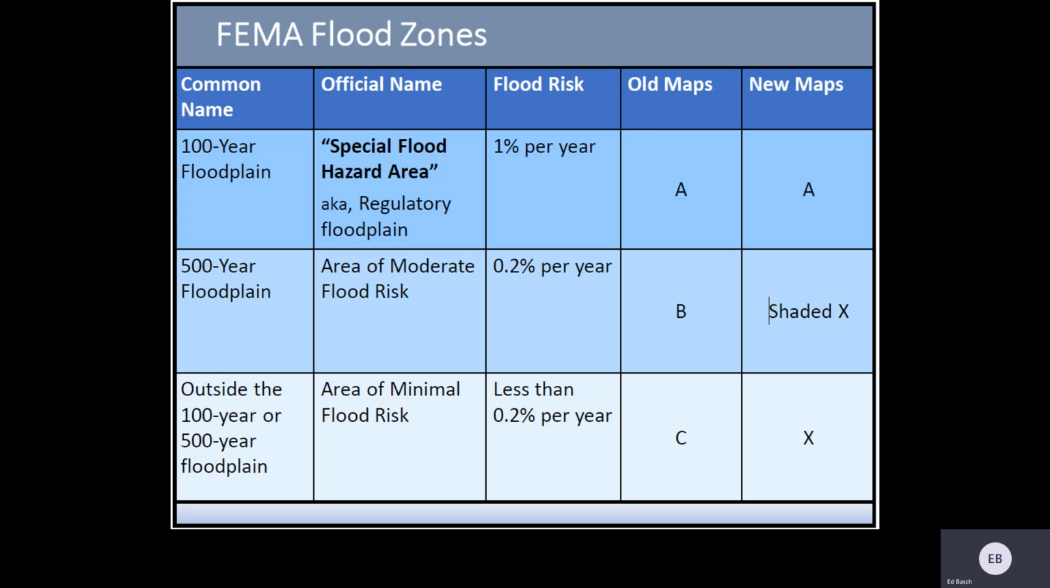Again, spelled out a little bit in terms of the risk: 1% per year, 0.2% per year, and outside of any of these is considered minimal flood risk, less than 0.2% per year. Doesn't mean it can't ever happen, and I think it may have here in recent years where it actually was beyond the 500-year floodplain a little bit in some instances, but should be a very rare occurrence.